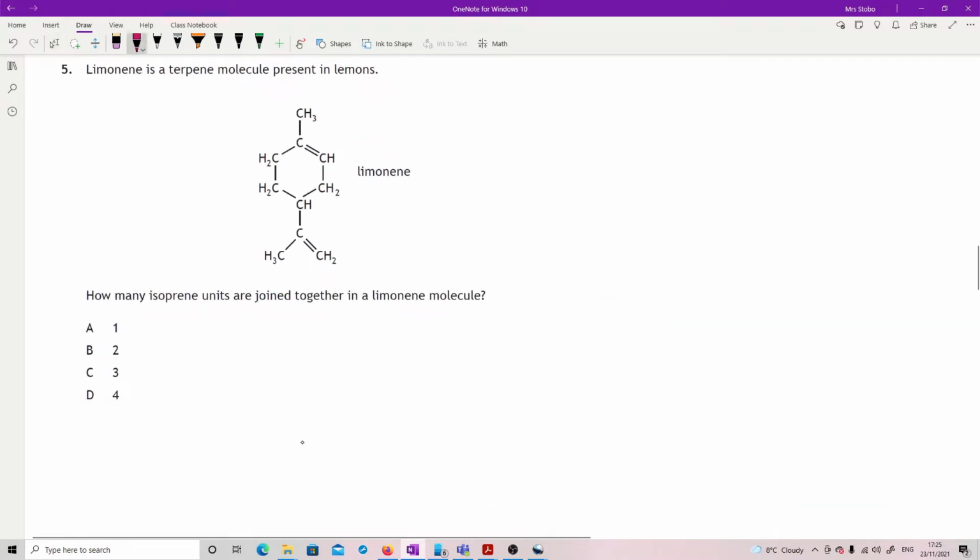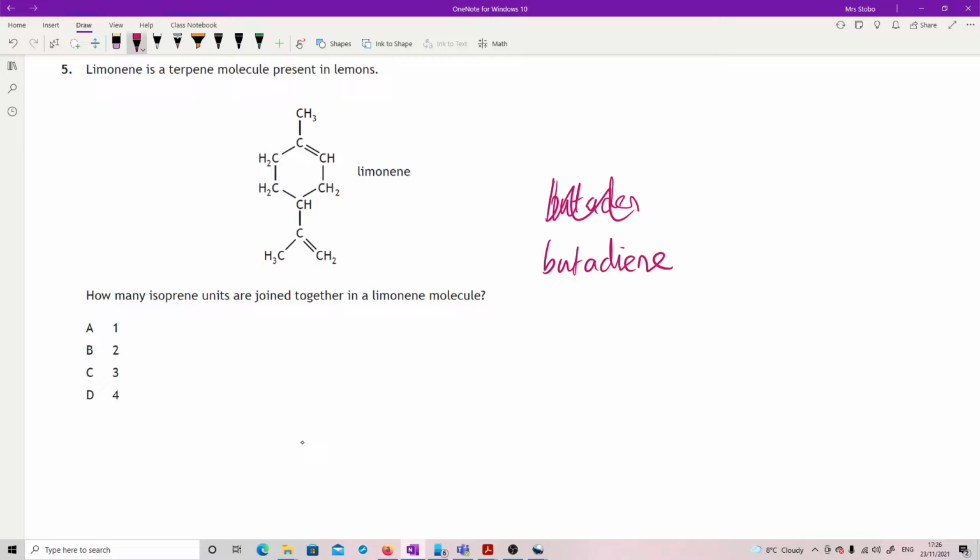For question 5, how many isoprene units are joined together to make a limonene molecule? So you need to know, even if you can't remember the other bits of it. Oh, I can't spell this, sorry.